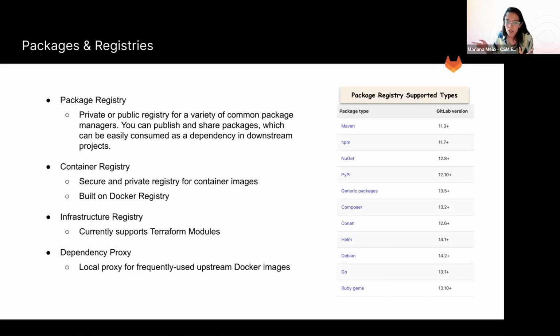We have the packages and registries, which I also mentioned has some dependencies. In our table, we list the supported package registries: the package registry for private or public registries for a variety of common package managers; the container registry, a secure and private registry for container images built on Docker registry; the infrastructure registry, which currently supports Terraform; and the dependency proxy, a local proxy for frequently used upstream Docker images.